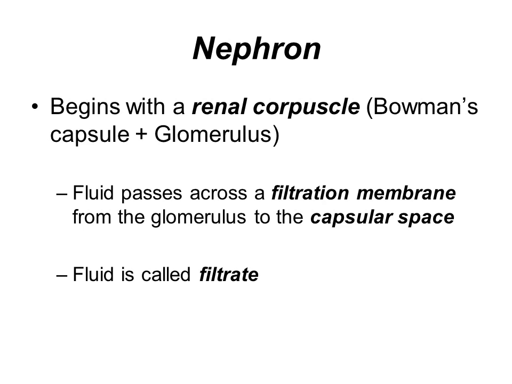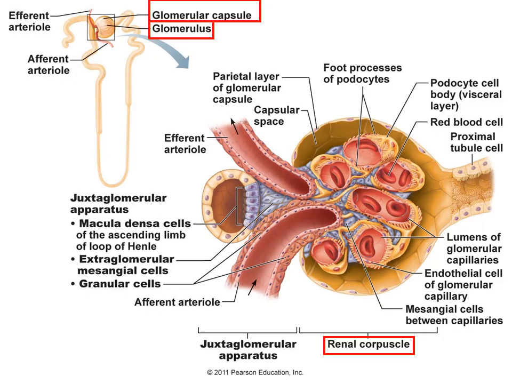This is where you're going to have filtration occur. Fluid is going to move across the membrane from the glomerulus into the space. They look like this little capsule, this little ball. That's what the glomerulus is, with the capsule around it. The glomerular capsule is also known as the Bowman's capsule.